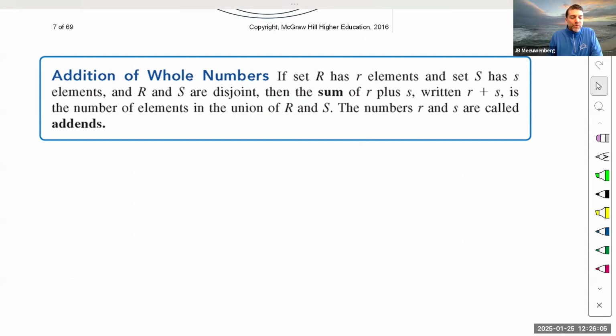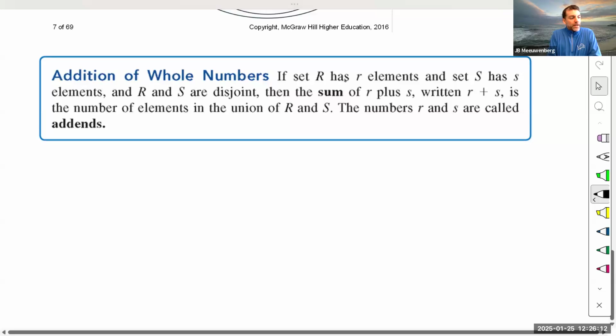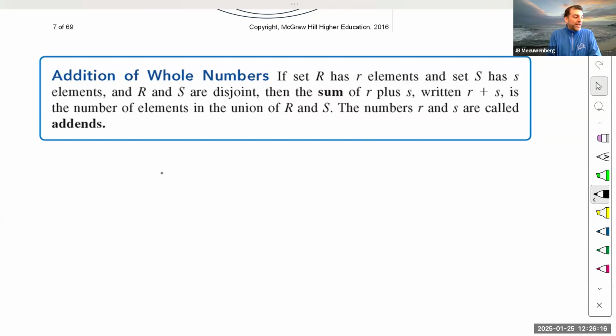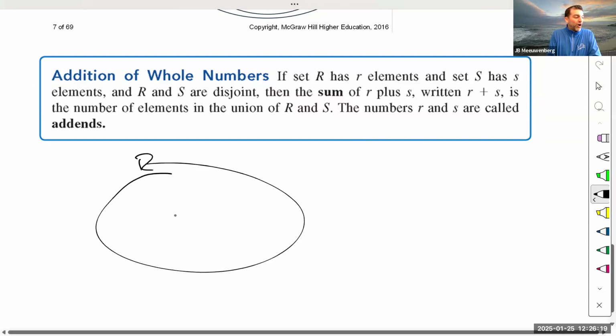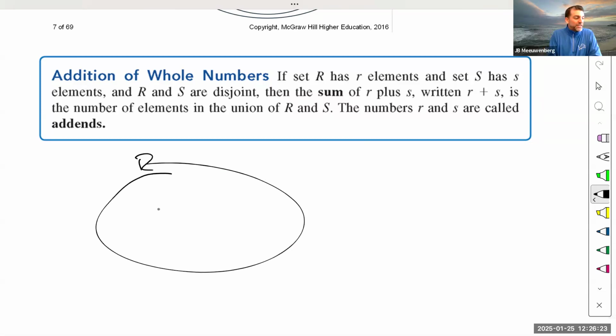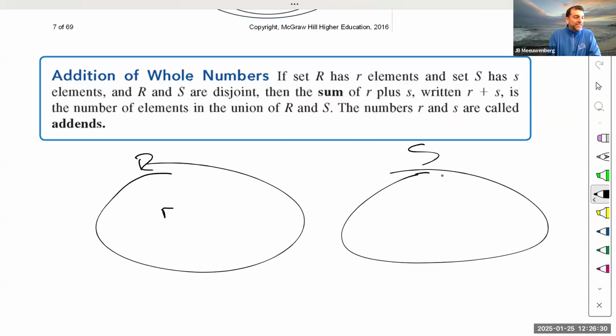So how are we comprehending this? It's saying that R is a set. If set R has r elements, so we got a set over here, going to call it R, and in it is some number of elements, right? There's a number of elements in here, which is going to be r. It's going to be a number. And then there's some other set over here, S, and it's going to also have some number of elements. And it's important to also note that R and S are disjoint.